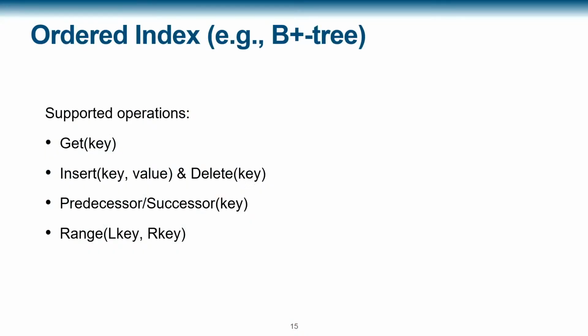And a B+ tree is like the workhorse of database systems. More generally, it's an ordered index that supports things like predecessor and successor. That's what makes it ordered; it's not just doing hash lookups. You need to be able to give it a key and find the predecessor or successor to that key. Okay, and you also want to do ranges and things.